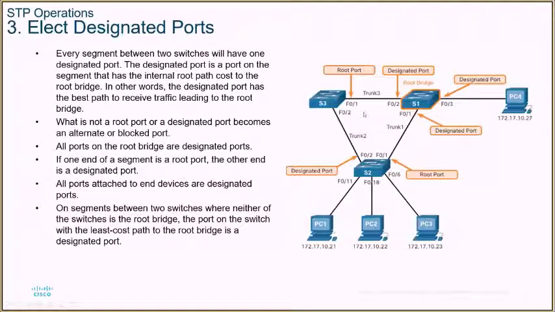So it's normally the way you look at it. If you've got a root port, the other end will be a designated port. All ports attached to end devices are designated ports. On segments between two switches where neither of the switches is a root bridge, the port on the switch with the least cost to the root bridge is a designated port.